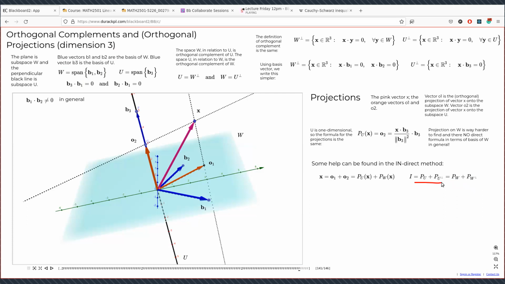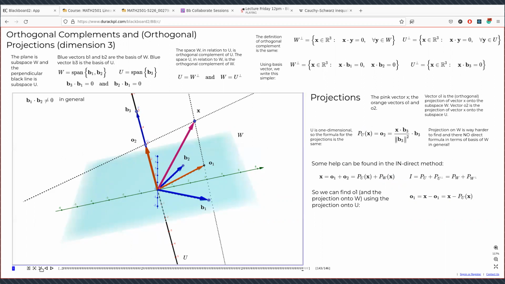And this is the one which will allow me to find the projection on W more easily, because rather than finding the projection on W directly, I can solve this for O1. And so rather than finding the projection directly onto W, I can project onto the one-dimensional space, for which I've got a very nice formula, and then do subtraction. This is the indirect method, which sometimes helps. Because like I said, this direct method in general is a difficult method.